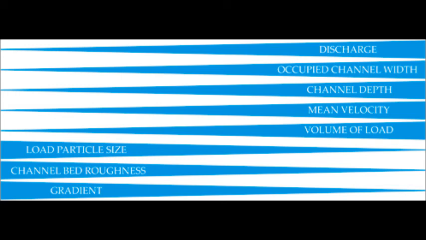A few features increase downstream, and these are river discharge, channel width, channel depth, velocity and sediment load volume, and three decrease: sediment particle size, channel bed roughness and the slope angle.